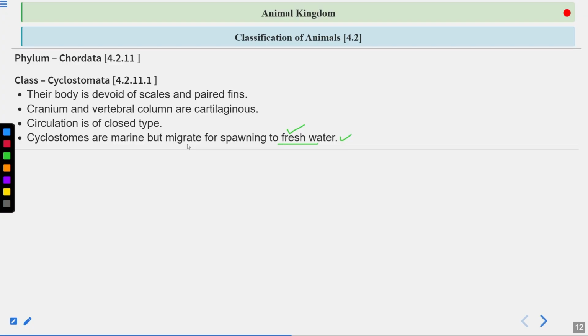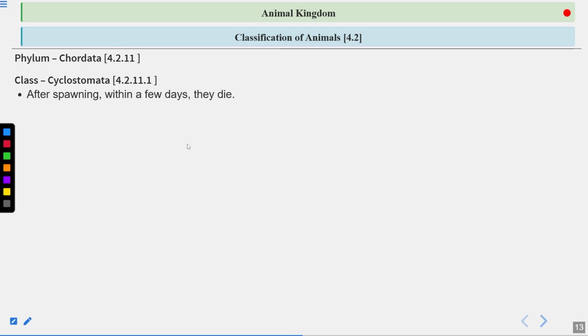So this is very, very important. Cyclostomes are marine, but migrate to freshwater for spawning, and after reproduction they die off there. After spawning, within a few days, they die. See, it is written here: after spawning, they die off. Their larvae, after metamorphosis, return to the ocean. They come back to the ocean only.